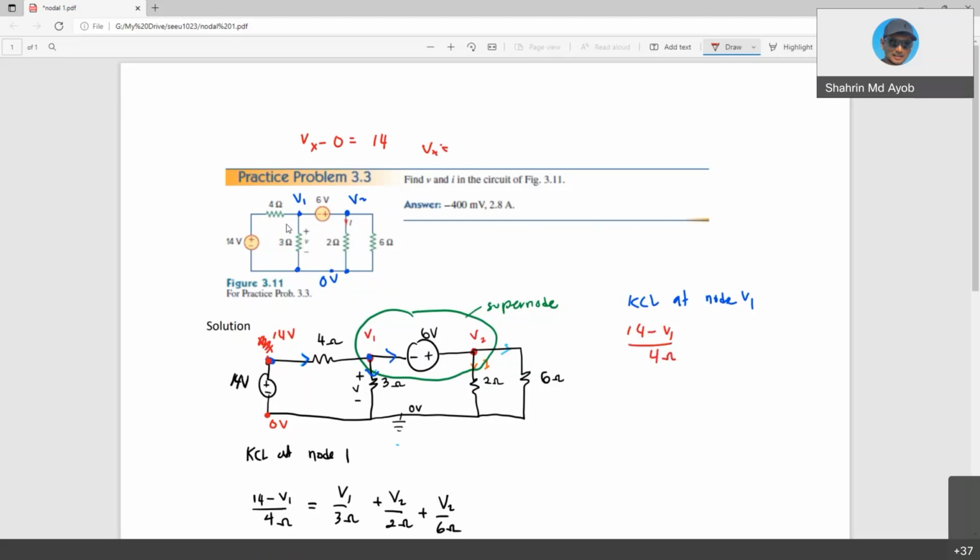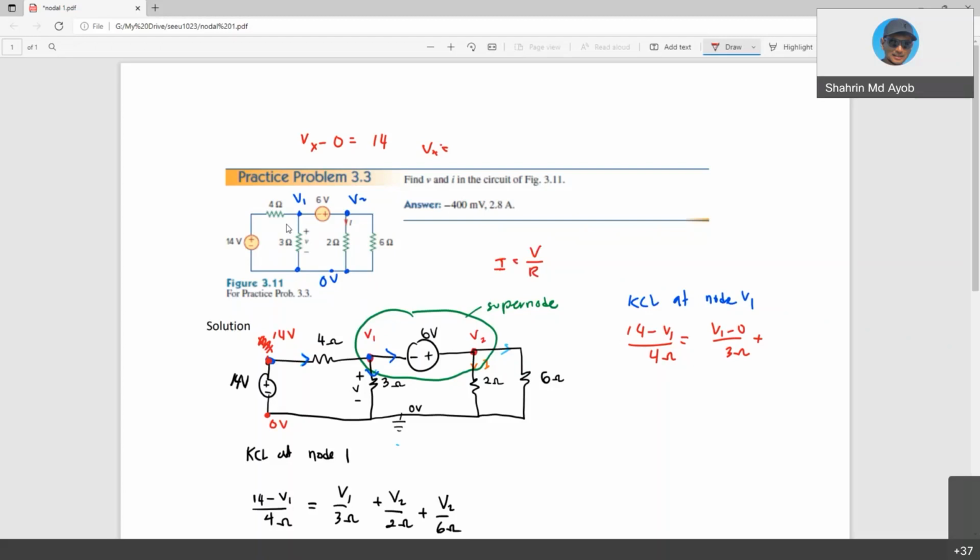And then there is only one current in, and there are two currents that go out from node V1. So we have V1 minus 0 over 3 ohms plus this other current. But this current we cannot calculate because we don't have a resistor. For KCL we need a voltage and also a resistor. Right now this branch doesn't have any resistor element, so we cannot calculate the current here in the equation. That is where we need to use the supernode.